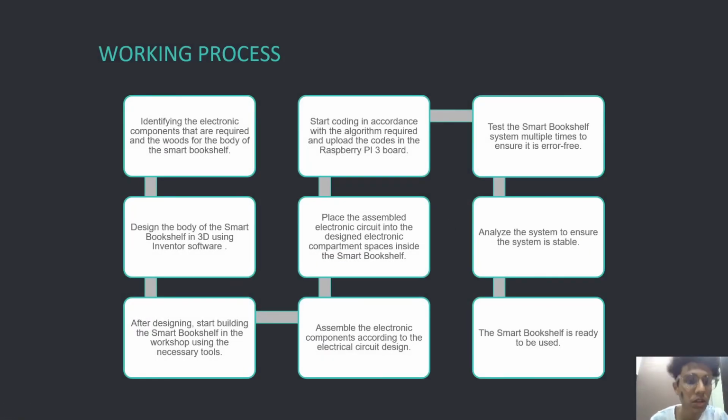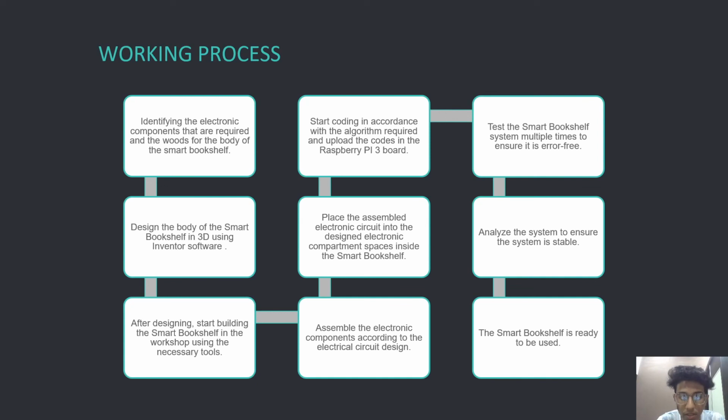As you can see, this is the working process. First, we'll be identifying the electrical components that are required and the woods we are going to use to create the smart bookshelf. Secondly, we design the body of the smart bookshelf in 3D using Inventor software. Thirdly, after designing, we'll start building the bookshelf in the workshop. And then we'll assemble all the electronic components according to the electric circuit designed.